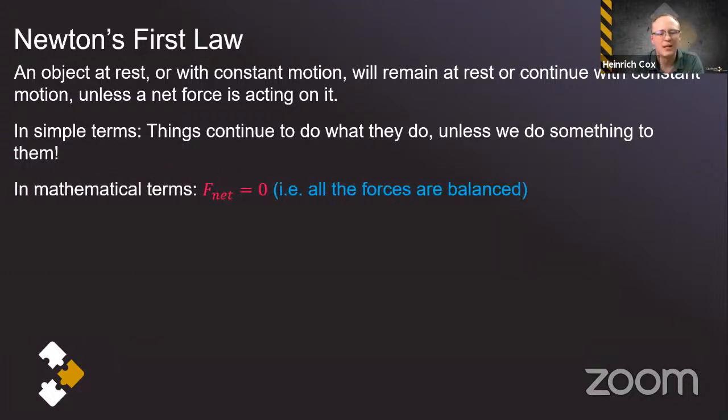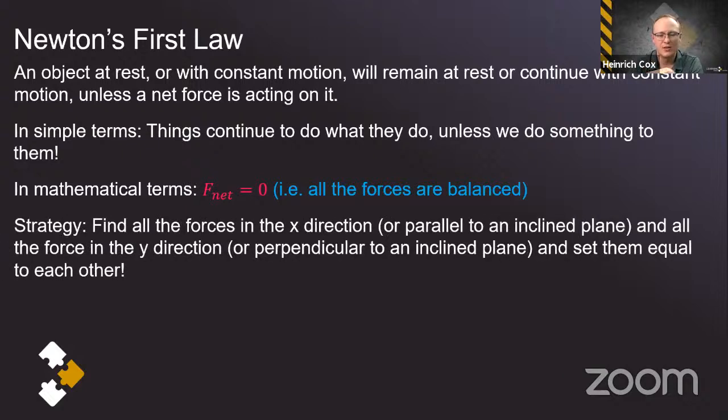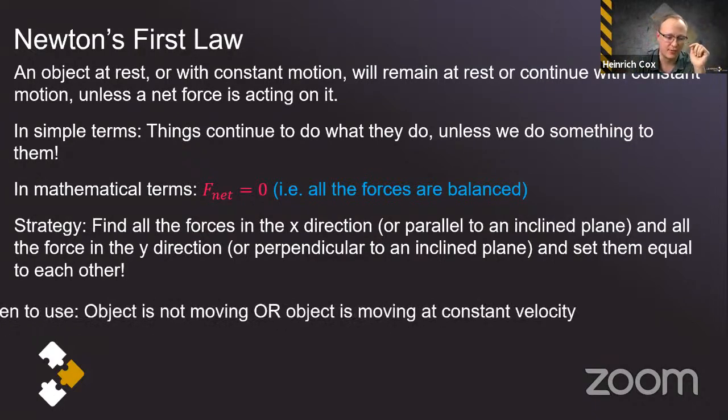Okay, so in mathematical terms, it means that F net is equal to 0. In other words, all the forces are going to be balanced because there's no net force acting on it. And this happens, right, when we're moving at constant velocity or we're not moving at all. So our strategy here is going to be to find all the forces in that x direction, or that's parallel to an inclined plane, and all the forces in the y direction, or, you know, what's perpendicular to an inclined plane, and we're going to set them equal to each other.